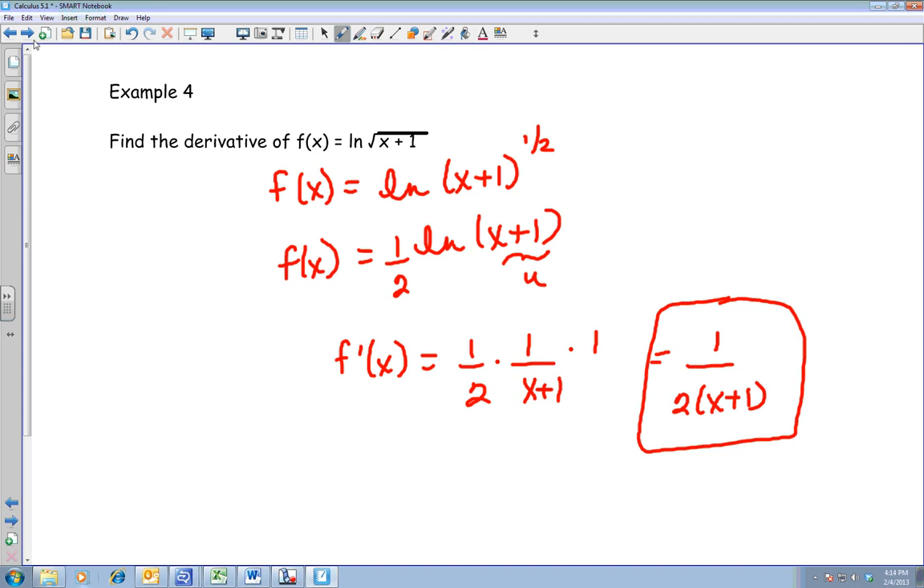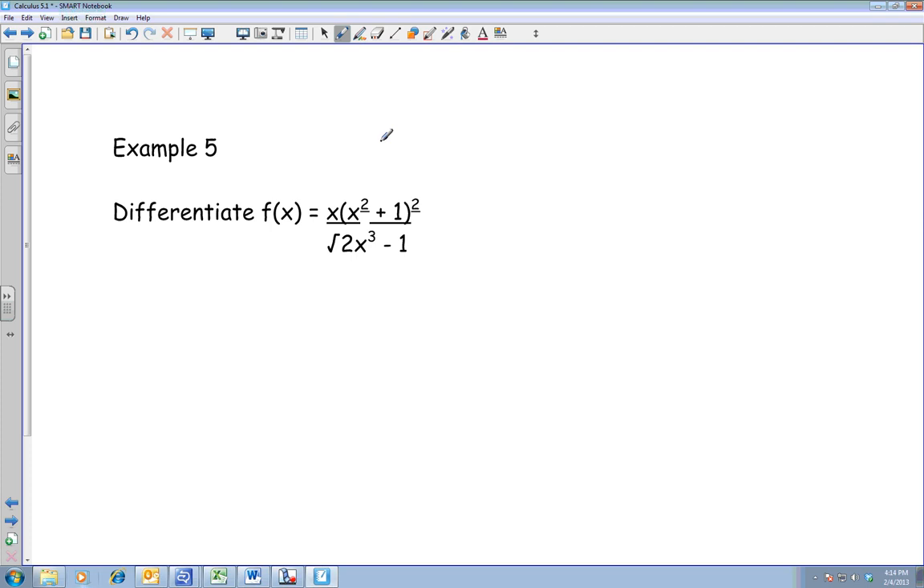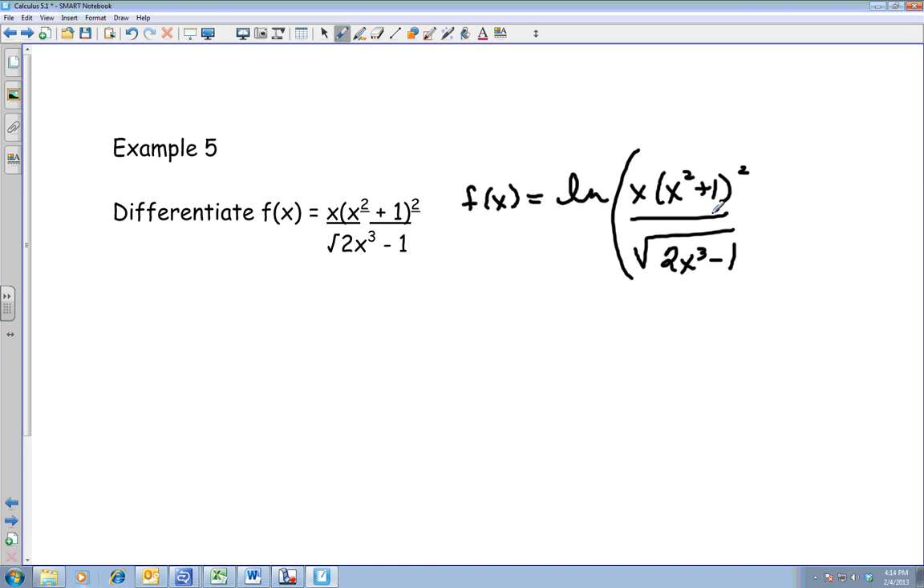Example 5. There's a typo in example 5. I'm going to rewrite the problem. Here's the problem. F of x equals natural log of x squared plus 1, quantity squared, over the square root of 2x cubed minus 1. So I definitely want to use properties of logarithms to rewrite this first before I try to find the derivative. So I'm going to write it over here. F of x equals.